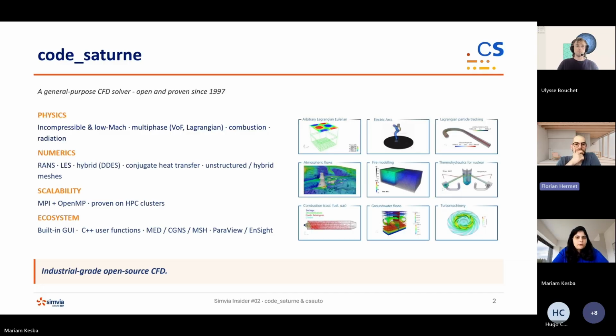What is really remarkable about CodeStation is that it comes with a broad range of specific physics modules, such as the Lagrangian particle tracking, atmospheric flows, electric arcs, and many others. Now if we take a look in terms of numerics, CodeStation takes unstructured or hybrid meshes, which means that it can solve any cell types, and it can also do branch LES and hybrid DDES flows.